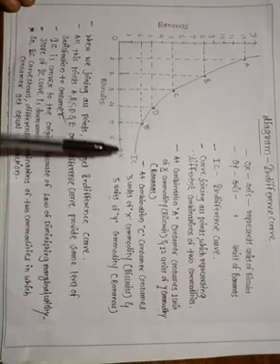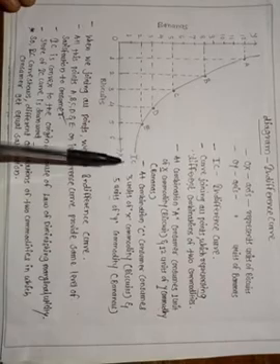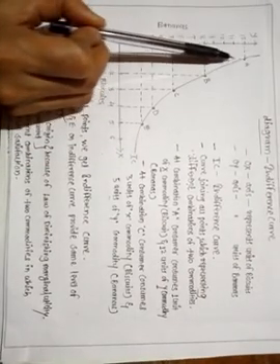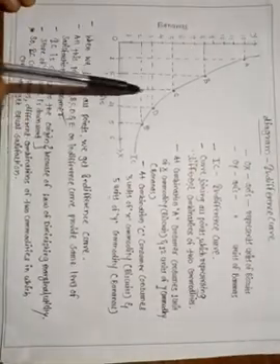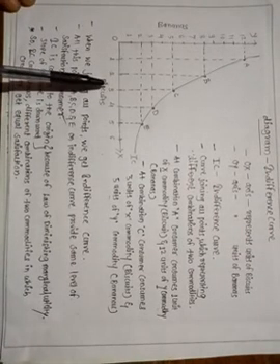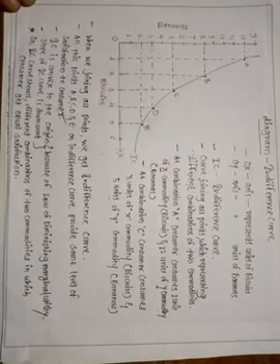So, the indifference curve shows different combinations of two commodities from which the consumer gets equal satisfaction. Students, this is all about the indifference curve, and the indifference curve shows the different combinations of the two commodities from which the consumer gets equal satisfaction.